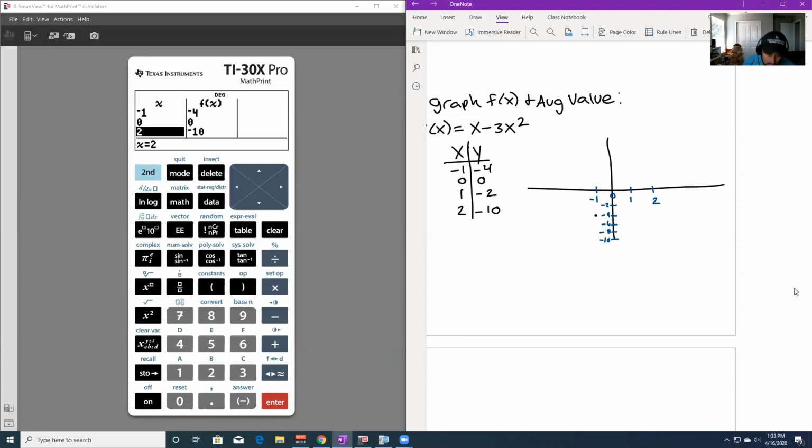All right, -1, -4, that's right there. 0, 0, right there at 0, 0. Maybe I'll use a different color. How's that? -1, -4, 0, 0, 1 and -2, 2 and negative 10. There it is. I see that that negative got erased.